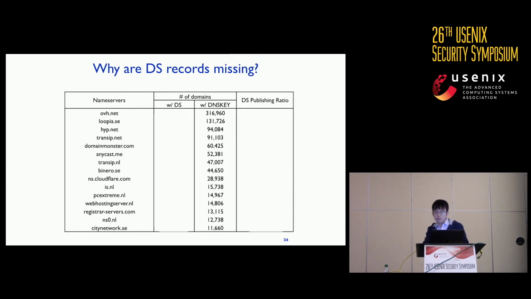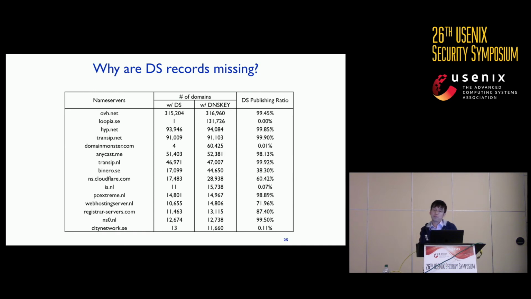So let's look at the most popular DNS servers by grouping the domains by name servers. We found that most of them are hosting providers' default DNS servers, and these top 15 DNS servers cover about 88% of all domains with DNSKEY. The third column shows the number of domains with DNSKEY, and the second column shows the number of domains with DS record. So in ideal cases, these two numbers should be similar or the same.